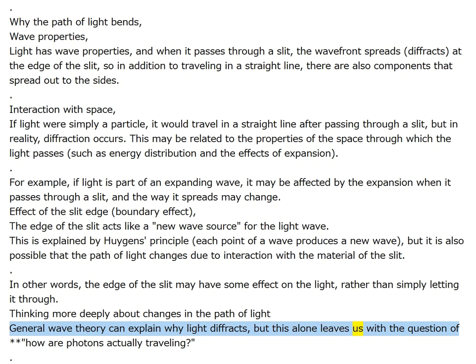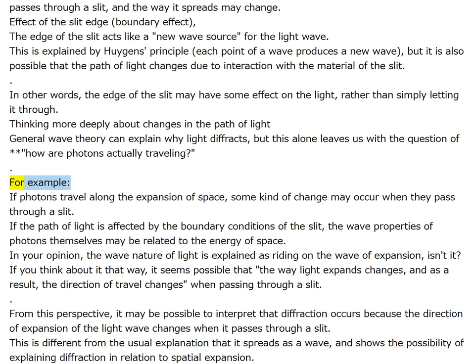Thinking more deeply about changes in the path of light, general wave theory can explain why light diffracts, but this alone leaves us with the question of how photons are actually traveling. For example, if photons travel along the expansion of space, some kind of change may occur when they pass through a slit. If the path of light is affected by the boundary conditions of the slit, the wave properties of photons themselves may be related to the energy of space.